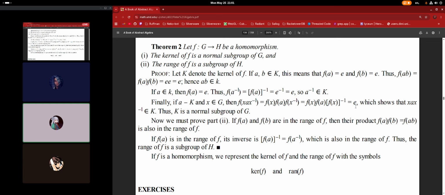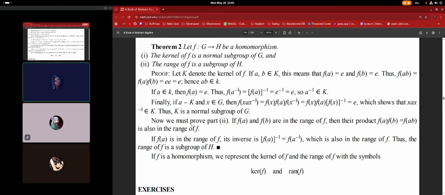F of A is identity by definition, because A is in K. So that means by the theorem, you have this identity and then this again, the inverse of the former, that's equal to E, which shows that the conjugate is also in K. Thus, K is a normal subgroup. Yeah, thank you, Marin. Thank you.